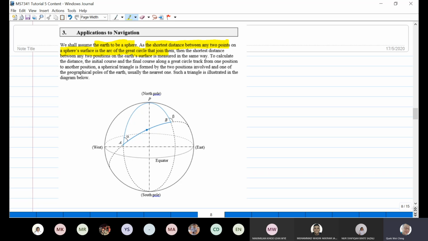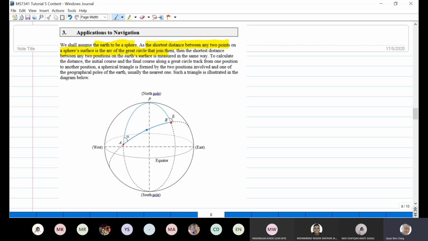Let's say you have 2 points on Earth, 1 point here and 1 point here, A and B. You can join them by a great circle. A great circle is a circle that passes through the center of the Earth. Then you can measure the distance following the surface of the Earth.